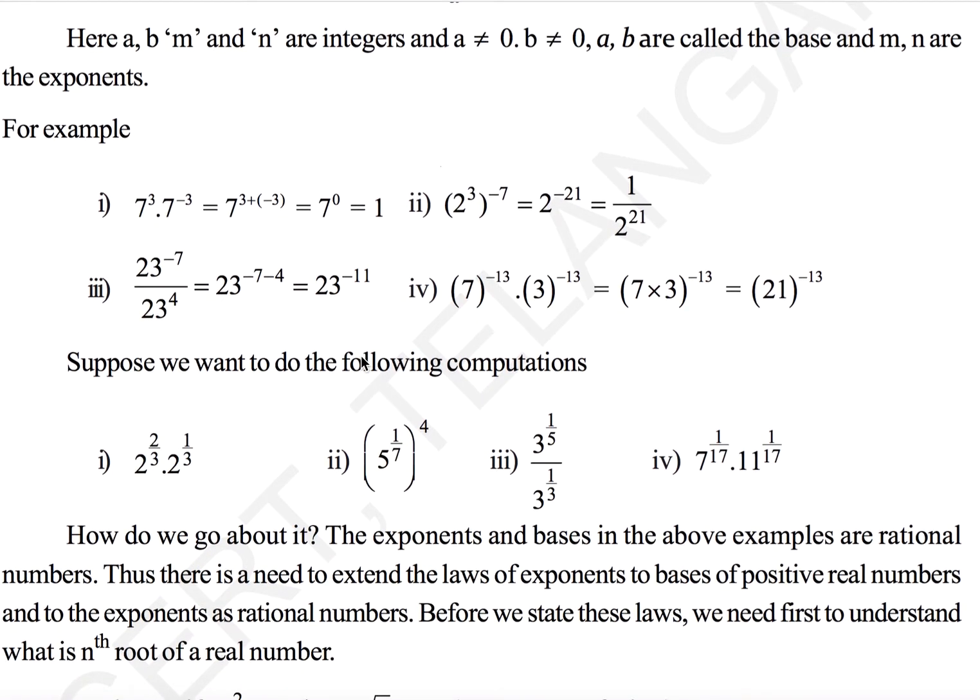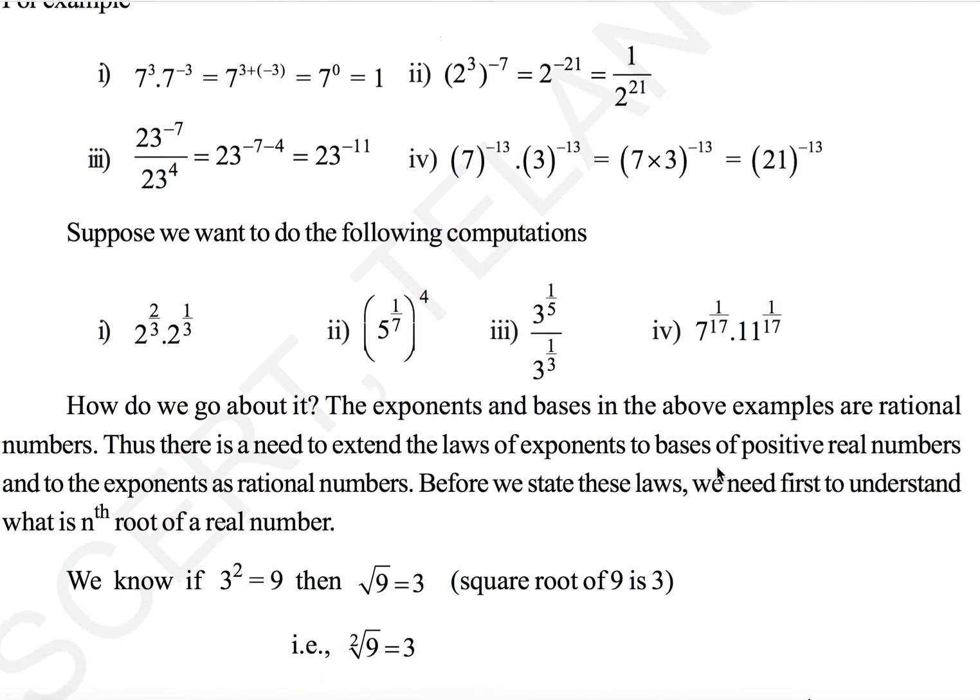Right, suppose we want to do the following computation: 2 power 2 by 3 into 2 power 1 by 3. How much? 2 power 3 by 3 means 2 only. 3 by 3 is 1, right? This is 5 power 4 by 7. This is 1 by 3 minus 1 by 5, 15. 5 power minus 2 by 15. This one is 77 power 1 by 17.